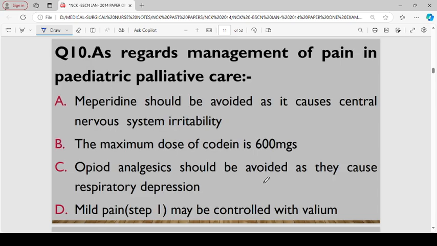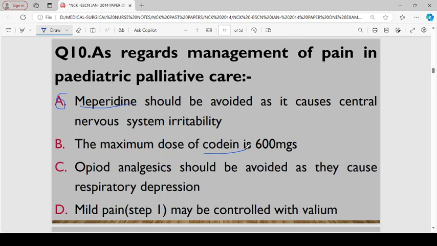As regards management of pain in pediatric palliative care, right? Yeah, I'm afraid the first one is correct. Meperidine, this is pethidine, right? It should be avoided as it can cause central nervous system irritability. The maximum dose of codeine is 600. Remember, codeine is not recommended in peds.